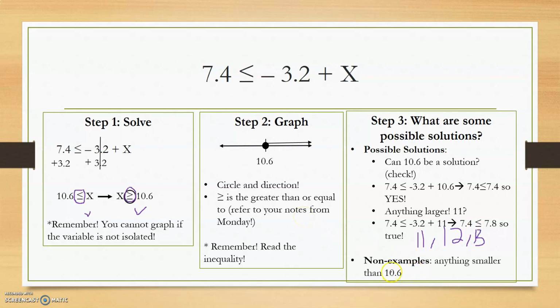All right, here's some non-examples. Anything smaller than 10.6, like 9, 8, 7, those are non-examples. That would not make the inequality true.